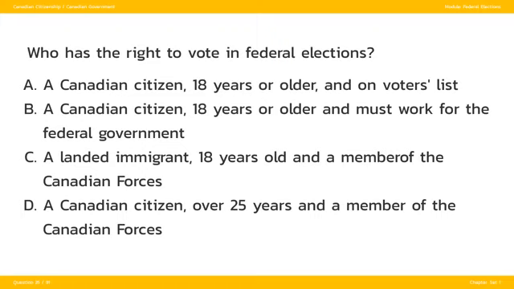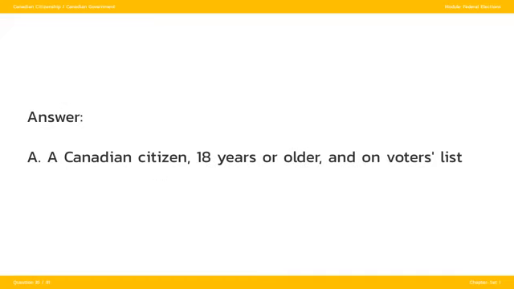Who has the right to vote in federal elections? A. A Canadian citizen, 18 years or older, and on voters' list. B. A Canadian citizen, 18 years or older and must work for the federal government. C. A landed immigrant, 18 years old and a member of the Canadian Forces. D. A Canadian citizen, over 25 years and a member of the Canadian Forces. The answer is A. A Canadian citizen, 18 years or older, and on voters' list.